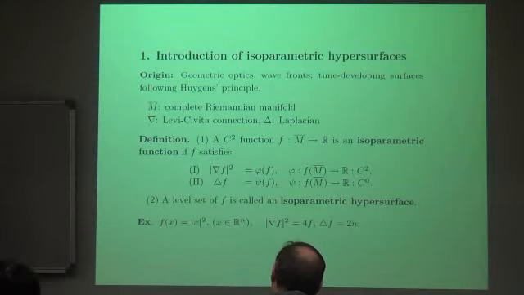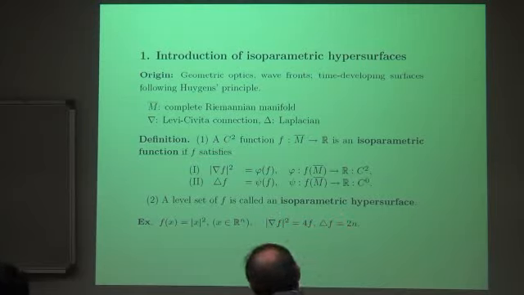The example of an easy case is as follows. If we consider the square norm of the position vector on Euclidean space, f equals the norm of x squared, then the gradient vector of this function is, of course, 2 times x. So the square norm is 4 times f. And the Laplacian is 2n, which is constant. So this function satisfies these two conditions. So this is an isoparametric function. This is a very easy function, and the level sets are, of course, round spheres. They are isoparametric hypersurfaces in Euclidean space.